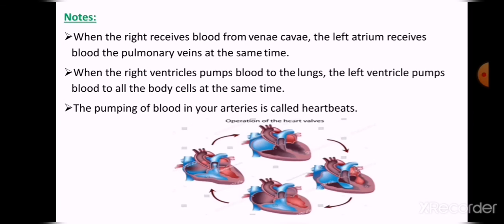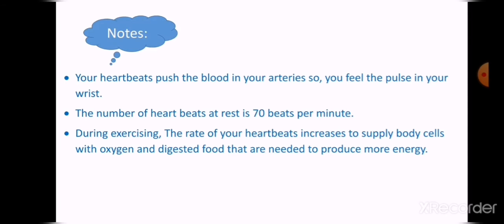The pumping of the blood in your arteries is called heartbeats. You have to know that your heartbeats push the blood in your arteries, so you feel the pulse in your wrist. So your heartbeats contract and pump the blood in your arteries, so all of you feel the pulse in your wrist.